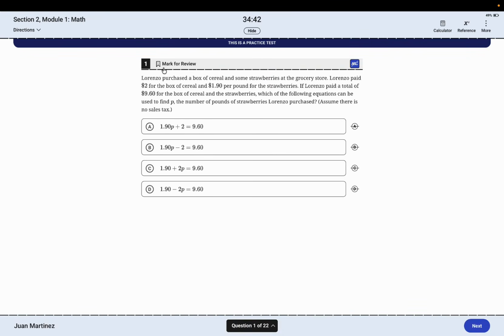Lorenzo purchased a box of cereal and some strawberries at the grocery store. Lorenzo paid $2 for the box of cereal and $1.90 per pound for the strawberries. If Lorenzo paid a total of $9.60 for the box of cereal and the strawberries, which of the following equations can be used to find P, the number of pounds of strawberries Lorenzo purchased?